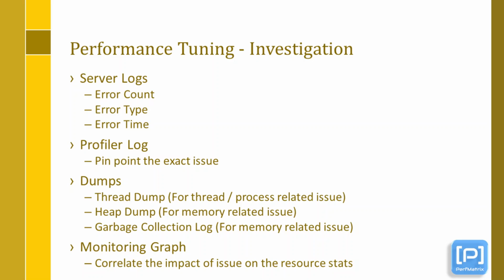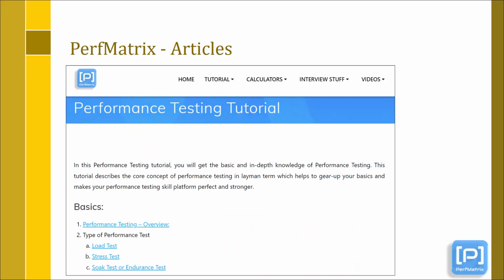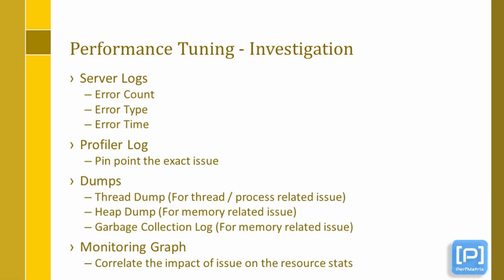Performance issue identification and regeneration steps fall under the typical performance testing approach, which you can see in the previous videos, as well as refer to the PerfMatrix article to get an understanding of these steps. The main part in performance tuning is the bottleneck investigation. Now, we will discuss the bottleneck investigation. To carry out bottleneck investigation, you will need the following things in hand so that the exact issue and its root cause can be found out.